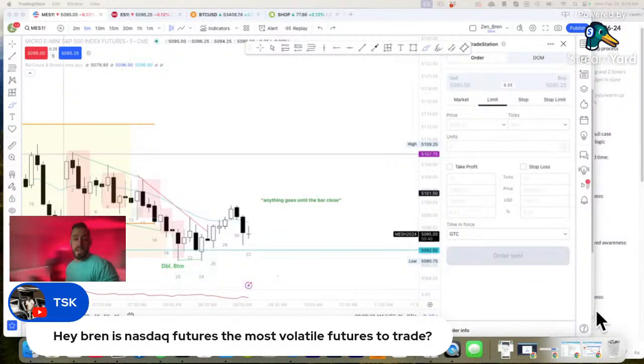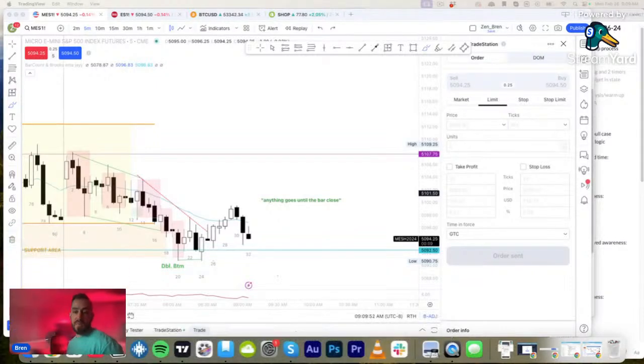So it's not the most volatile, TSK. There's definitely more volatile things you could trade. But in terms of the indices, if you want to trade the index, it's one of the more volatile ones. And that's why I don't like it, right? Because you get these big swings in one direction or the other. So I like something that's a little less wild, right? A little less wild. Thank you for the question, TSK. I hope that's helpful.